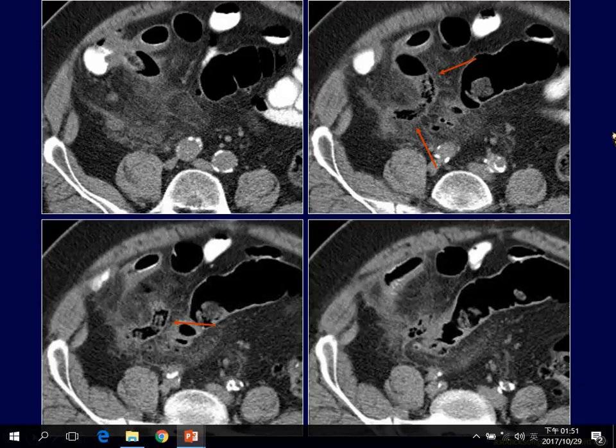Here's a slightly more severe case. We have this thickening at the origin of the appendix in the cecum. We have a non-calcified appendicolith here, and we have a lot of gas and fecal-looking material within the lumen of the appendix, a large amount of surrounding fat stranding, and reactive thickening of the adjacent sigmoid colon. This is a gangrenous appendicitis.